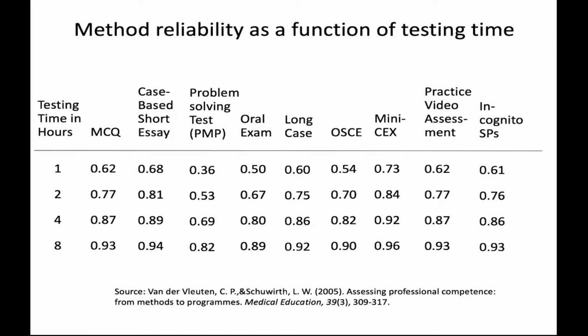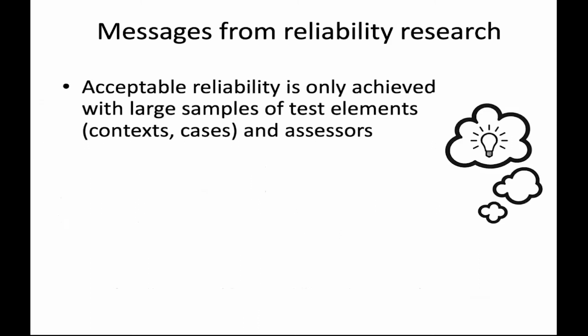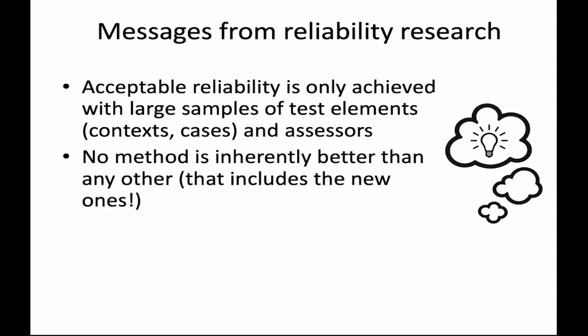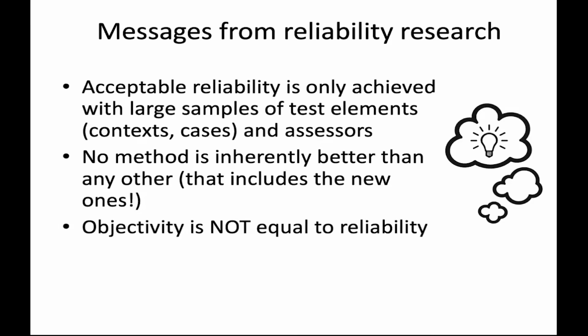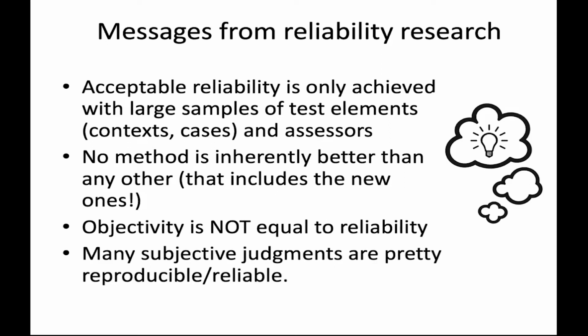And this is good news, because if we wish to assess those complex skills that we were talking about, then we need to rely on professional judgment. And we can do so provided that we sample broadly. So basically the message is, acceptable reliability is only achieved with very large samples. And no method is inherently better than any other method. And finally, objectivity is not the same as reliability, right? Many subjective judgments may provide a pretty robust picture, and that is good news.